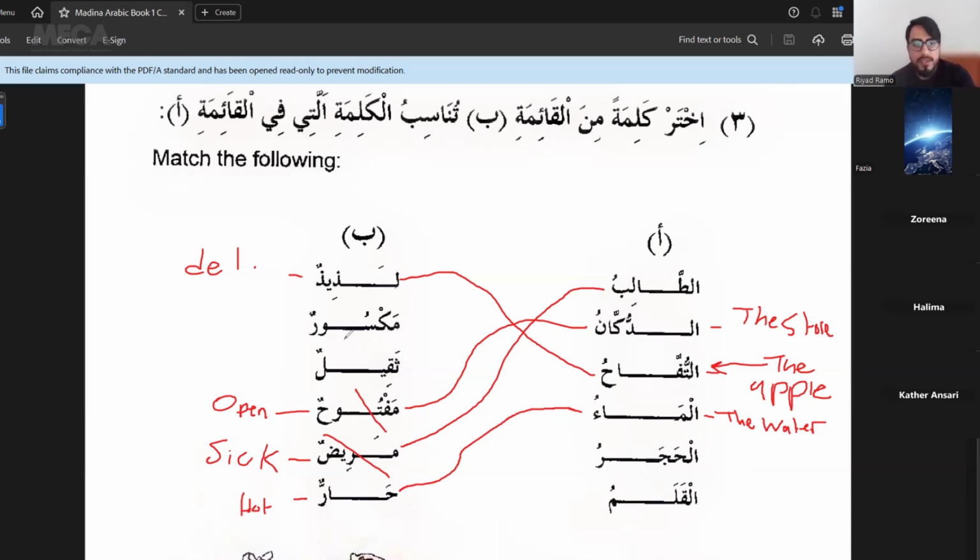Al-hajaru. Which one should it be? There's only two left: maksurun or thaqilun? Thaqilun is heavy. Thaqil, heavy. Right. The stone. The stone is heavy. Good.